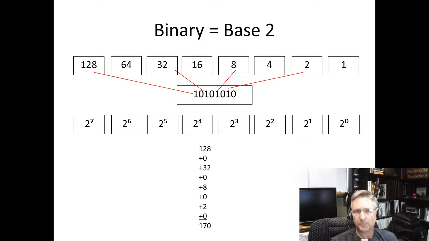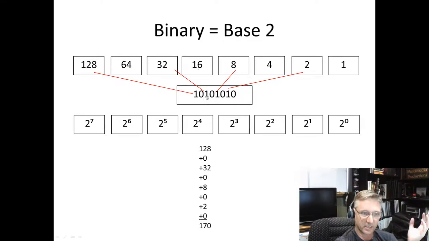And then we can multiply that value of 0 or 1 times the column of its exponent. So here's again a random binary number I just picked because it looks cool: 10101010, right? Just to illustrate what this is, 0 times 1 is 0. 1 times 2 is 2. 0 times 4 is 0. 1 times 8 is 8, and as you can see, we're just adding it up.